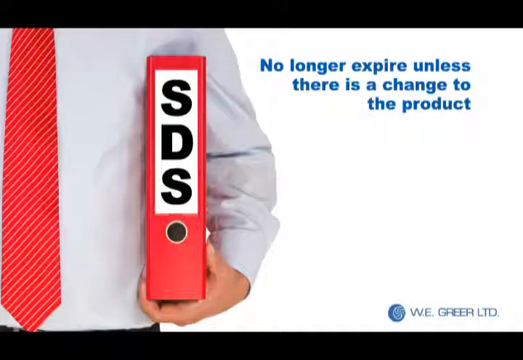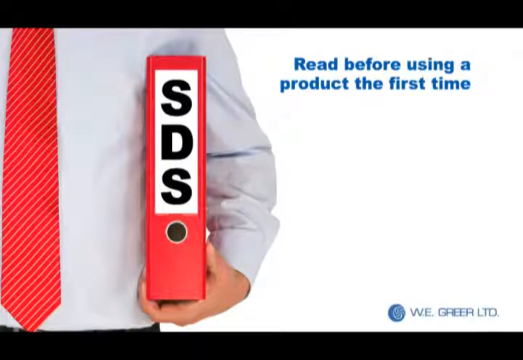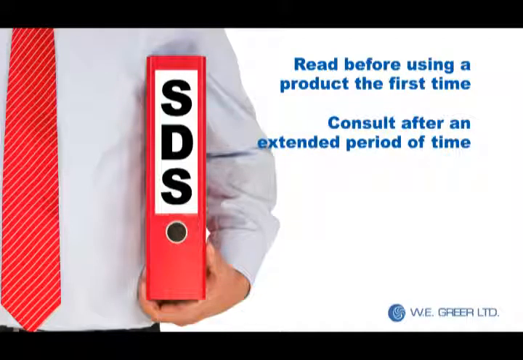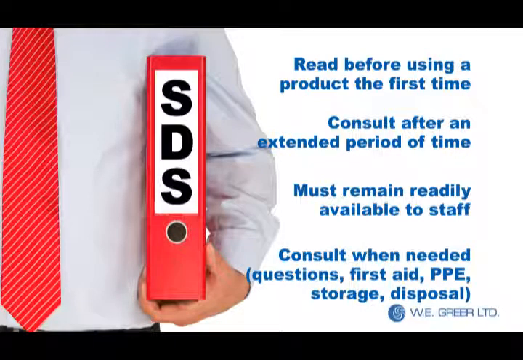Under the new GHS format, safety data sheets no longer expire unless there is a change to the product. As mentioned before, a safety data sheet should be read thoroughly before using a chemical for the first time. But it should also be consulted after an extended period of time has passed without using the product as a refresher. SDSs should remain readily available so that they can be consulted when there is any uncertainty about products and when specific information is required on first aid, personal protective equipment, handling and storage, or disposal.